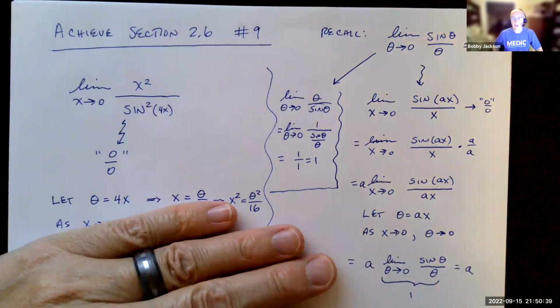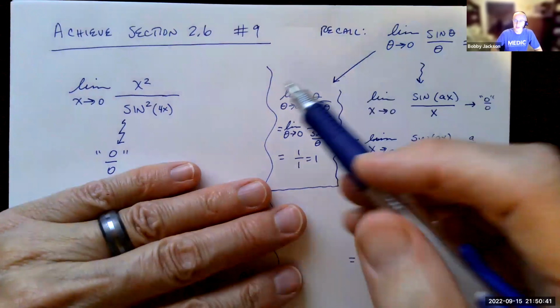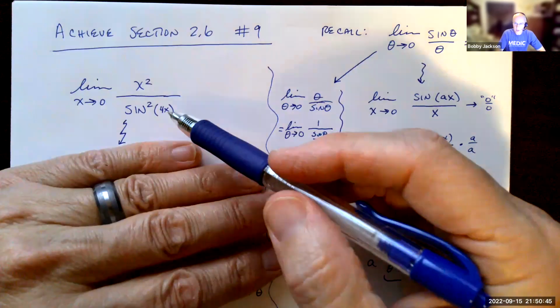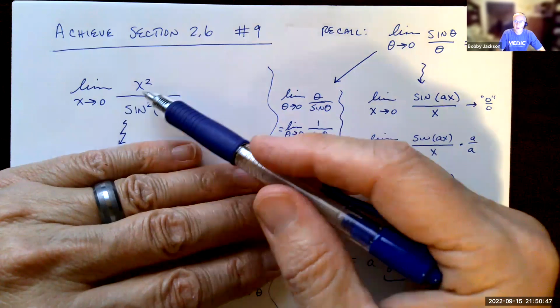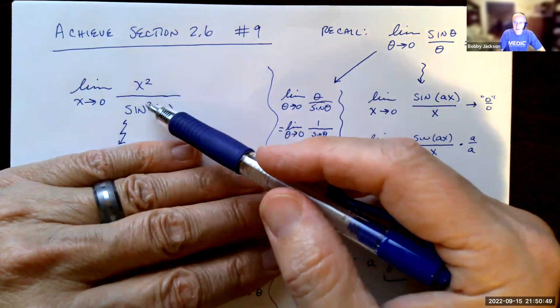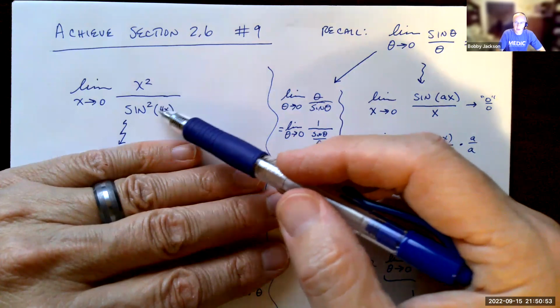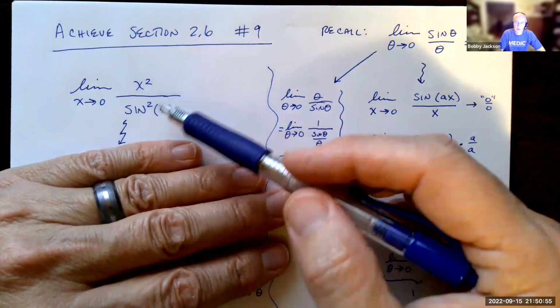Hey everyone, let's take a look at Achieve section 2.6 number 9. This is the problem here. The limit as x approaches 0 of x squared divided by sine squared of 4x, and instead of 4x, you might have some other multiple of x, but it should be very similar to this.